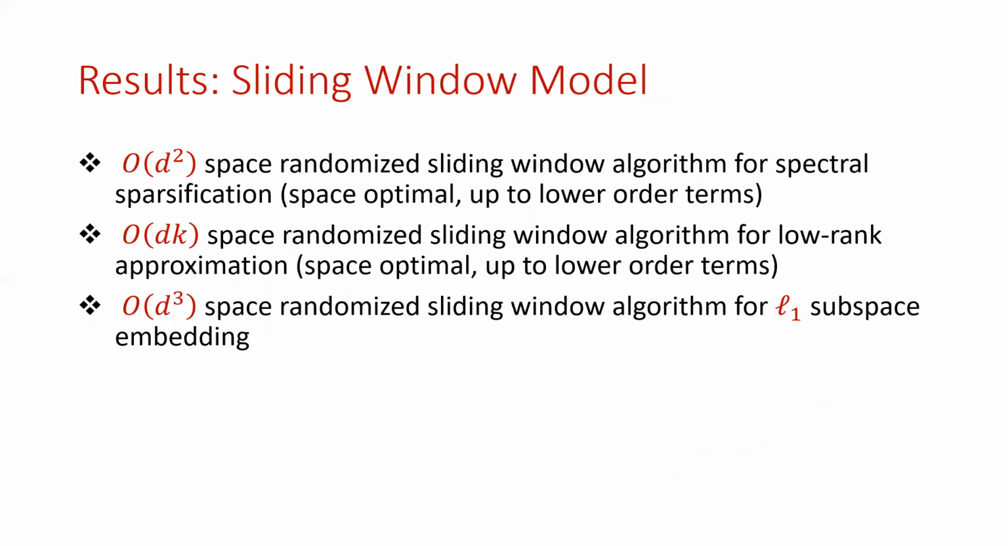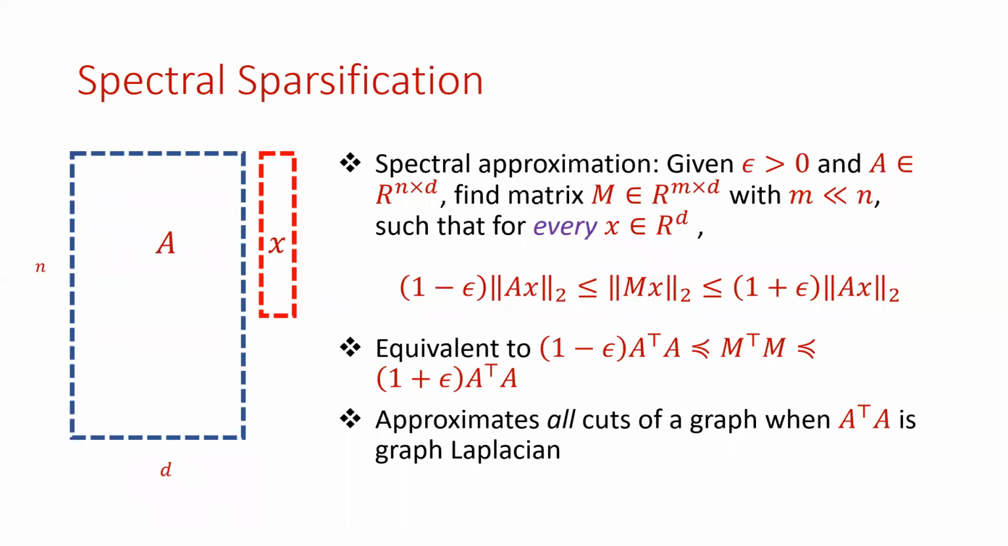So first, I'll start with spectral sparsification. In this problem, we're given an accuracy parameter epsilon and a matrix A of dimension n by d. And the goal is to find some other matrix M with dimensions m by d, where little m is much less than n. And M needs to satisfy the property that for every x of dimension d, the 2 norm of Mx is roughly the 2 norm of Ax.